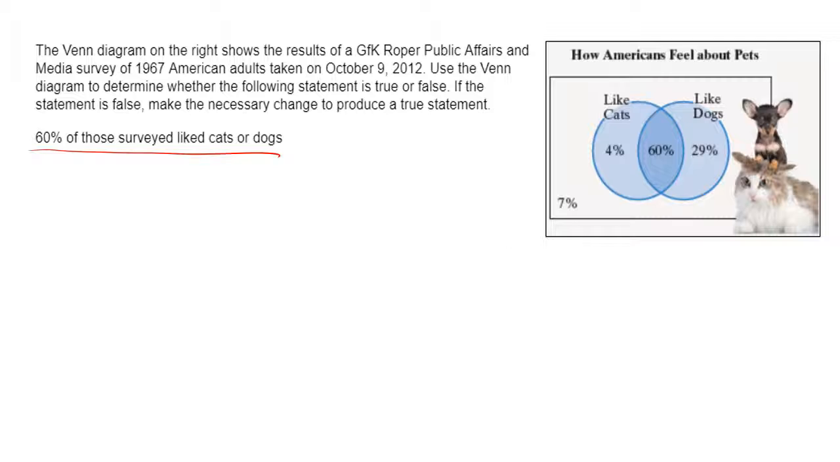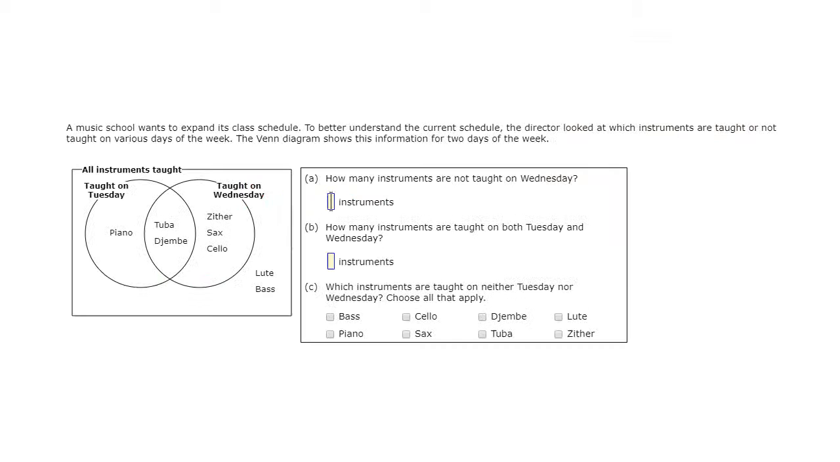Now think about it. The word or means cats or dogs. Now, if you like cats, that would be all of these people. If you like dogs, that would be all of these people, because the word or implies union of two sets, and that's way more than the 60%. So this statement is false. More than 60% of the people like cats or dogs.